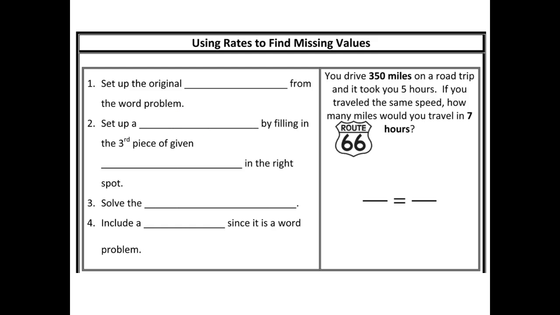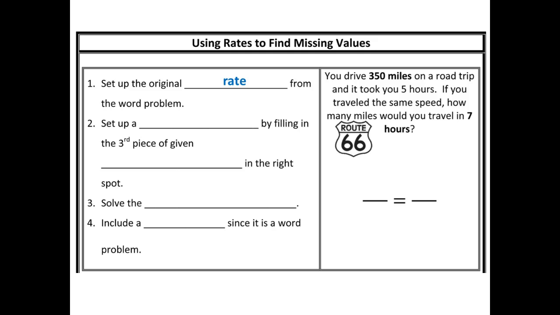When we apply rates, we use proportions just like we did with ratios. Rates are just a more specific version of ratios, so we're going to use a very specific version of proportions. When trying to solve for a missing value using rate, start by setting up the original rate from the word problem. In this case, the original rate is the amount of distance that we traveled and the amount of time. So you drive 350 miles on a road trip, and it took you 5 hours. So that's our original information.